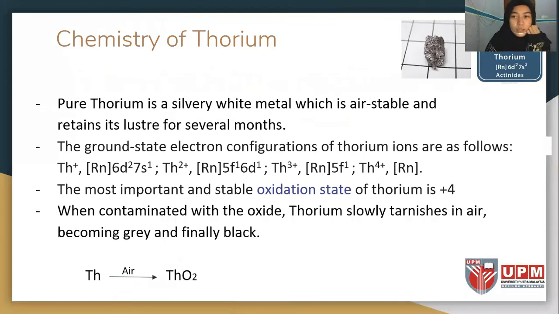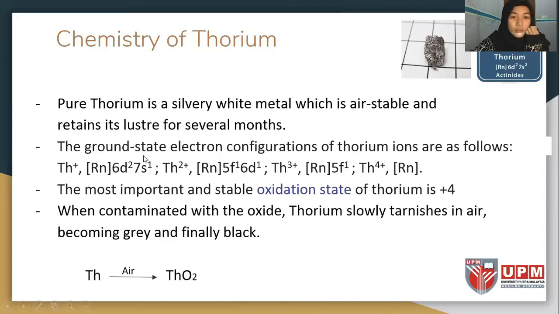Okay, thorium is a weakly radioactive metallic chemical element with the symbol Th, and it has atomic number 90. Thorium has 4 valence electrons, and the electron configuration of thorium is [Rn] 6d2 7s2. It is also an electropositive actinide, and it is located in the f-block of the periodic table. Pure thorium is a silvery white metal which is stable and retains its luster for several months. The image here shows the silvery white metal of thorium.